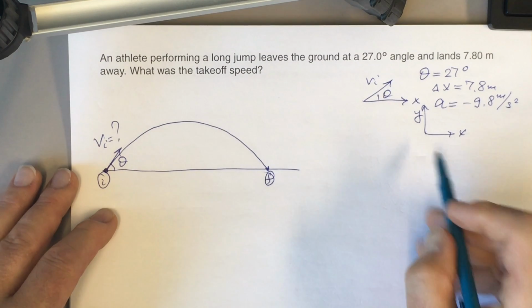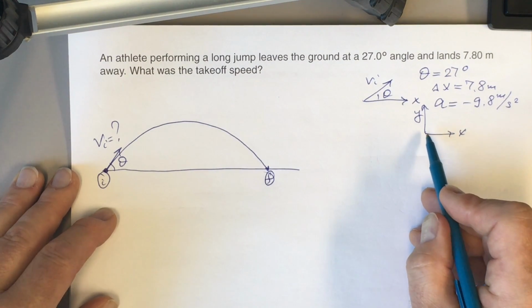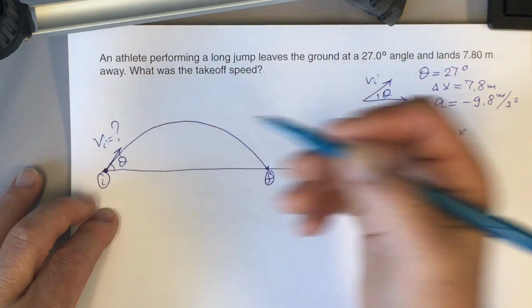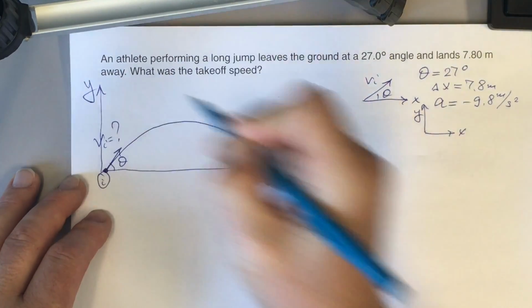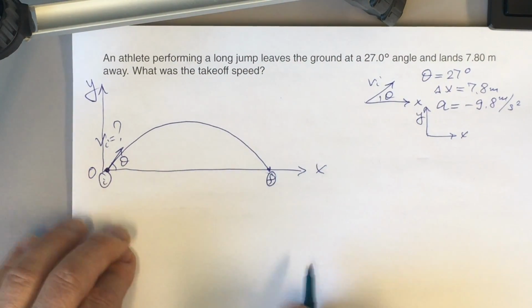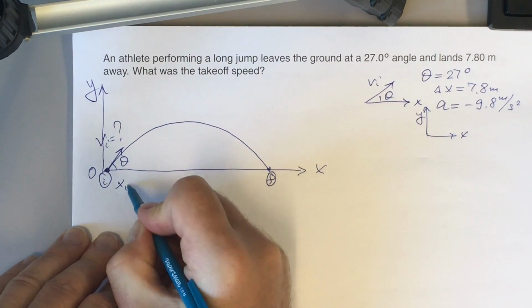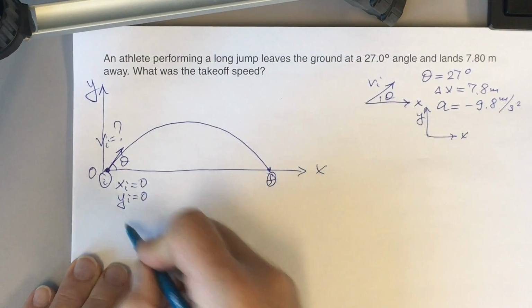Now we have to choose where to put the origin of the coordinate system. We have two points, initial and final. Either one can be used as origin. I will put origin at initial point. So y-axis will be here, x-axis here, and this is our origin. So what do we know about initial point? Because it's origin, x initial will be 0 and y initial will be 0 as well.